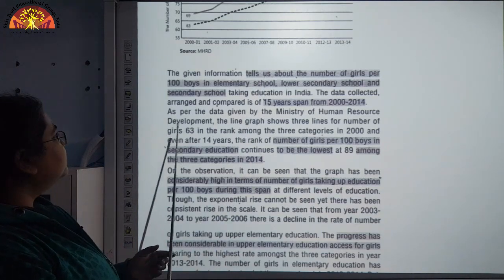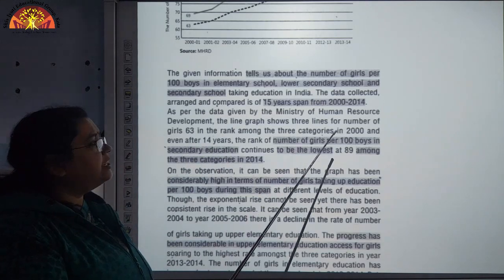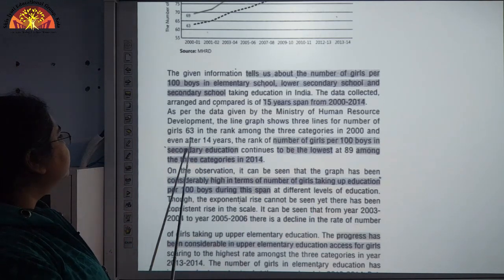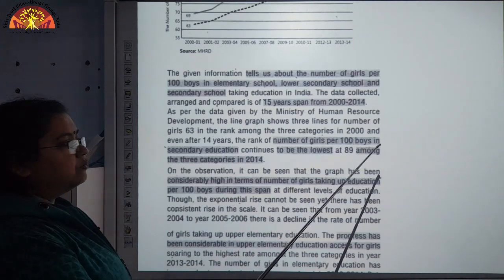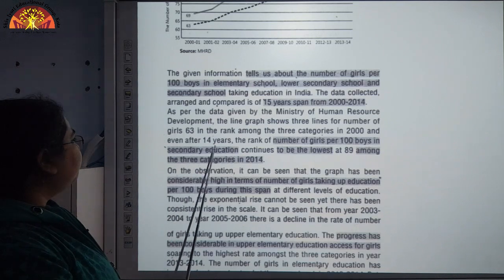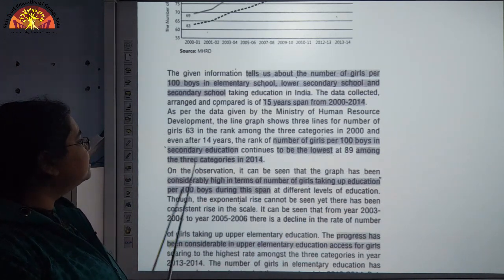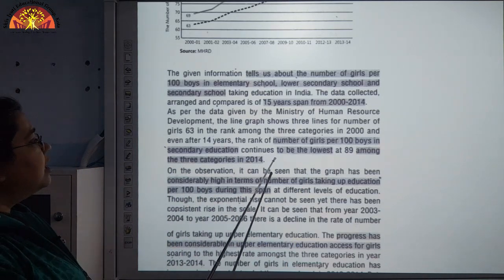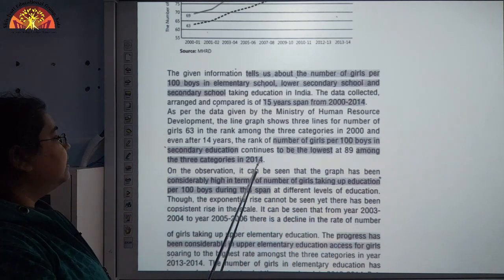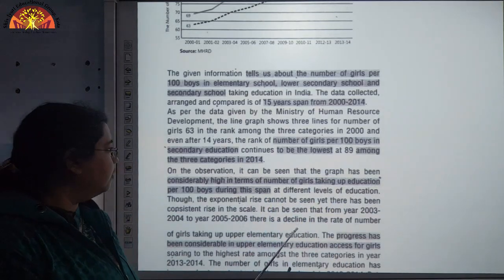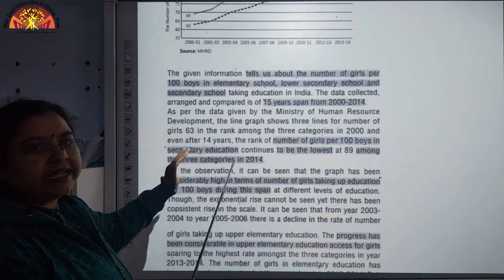Now, as per the data given by the Ministry of Human Resource Development, the line graph shows 3 lines for the number of girls, with 63 the lowest among the 3 categories in 2000, and even after 14 years the number of girls per 100 boys in secondary education continues to be the lowest at 89 among the 3 categories in 2014. Okay. So, now this is about the third line, that is secondary education.